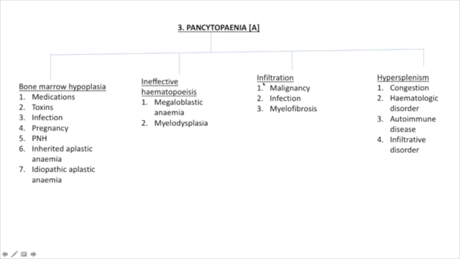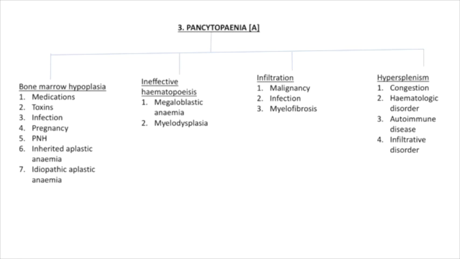Infiltration of bone marrow describes the replacement of hematopoietic stem cells with non-adipose tissue, resulting in extramedullary hematopoiesis. Here we just speak to three things: malignancy, infection, myelofibrosis. So the bone marrow becomes packed and infiltrated with these malignant cells, or with infection, or with adipose tissue or fibrous tissue. Hypersplenism is characterized by splenomegaly and peripheral cytopenias in the setting of normal or hypercellular bone marrow.